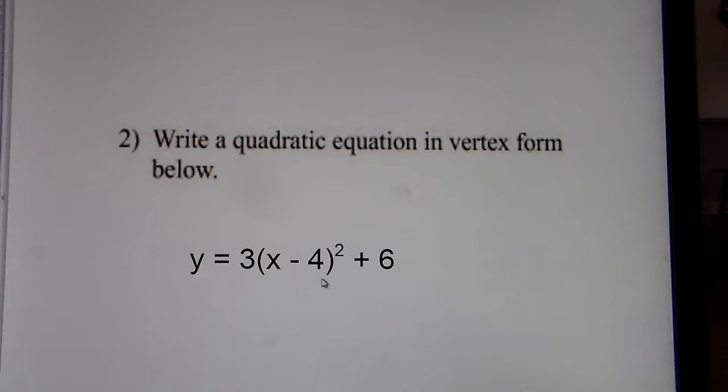This is vertex form. It's going to immediately tell us what the vertex is by doing the opposite. Negative 4 turns into positive 4. So the vertex in this equation is 4, 6. That's where the changing of the plus to minus slope or the minus to plus slope happens. It's the change in slope in the parabolas, in those U's that we've been graphing.